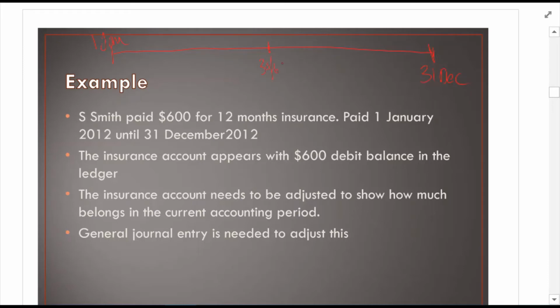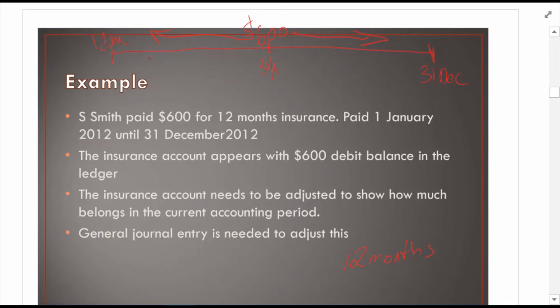So we need to work out how much of the one that paid $600 belongs in this financial year, and how much belongs in the next. We know there's $600 there, and we know there's 12 months in the year. We know there's 6 months until the end of the financial year.